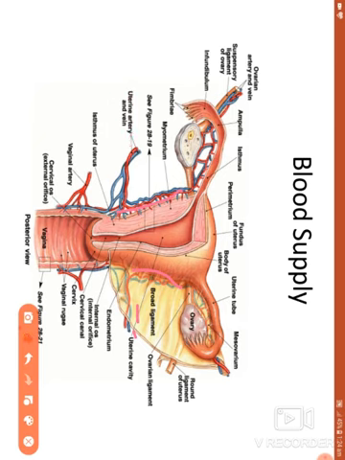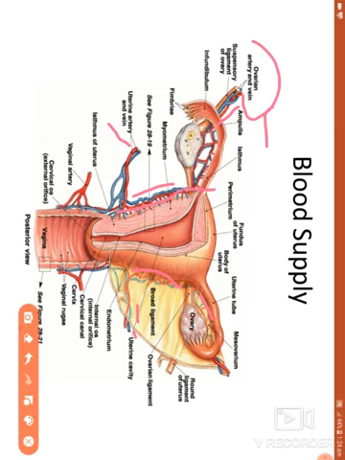This arterial supply, this is the uterine artery. The uterine artery is the branch of the internal iliac artery. It supplies the lower 2/3. See, the upper 1/3 is supplied through this ovarian artery. This ovarian artery is coming as a branch of the abdominal aorta. Upper 1/3, ovarian artery; lower 1/3, the uterine artery.